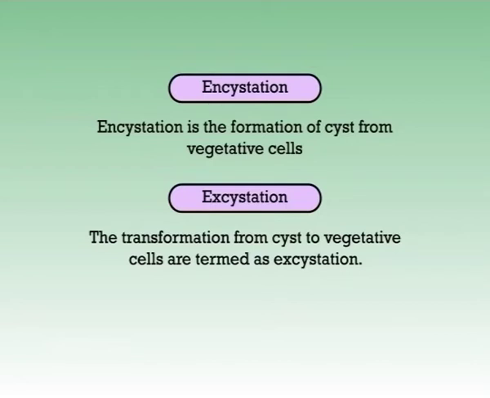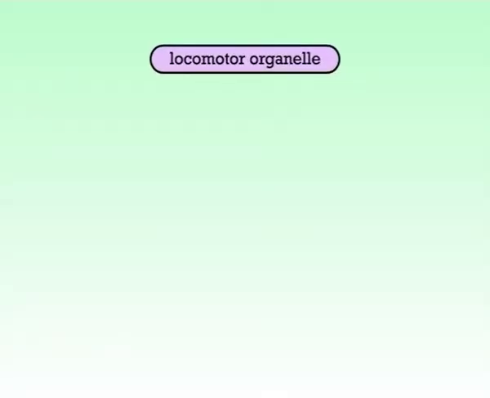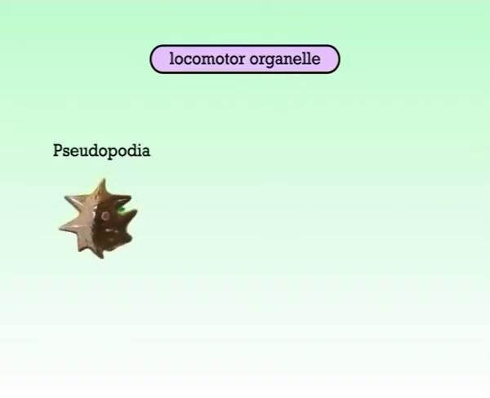Next, when we talk about the movement of protozoa, most of them are motile and move by one of the three types of locomotor organelles, that is pseudopodia, flagella or cilia. And for reproduction, they mostly reproduce asexually by way of binary fission, but some also carry out sexual reproduction by conjugation.